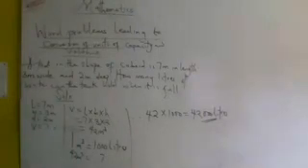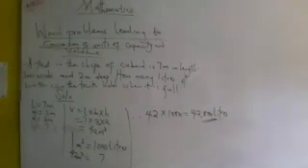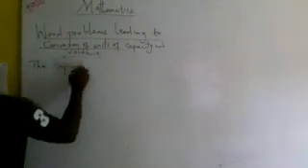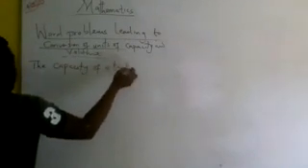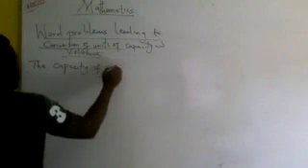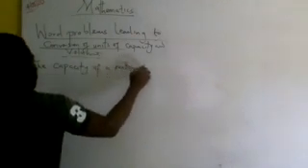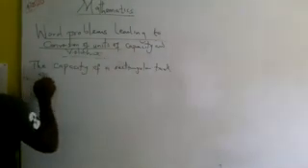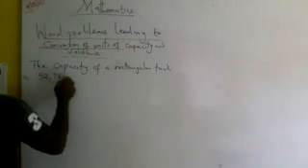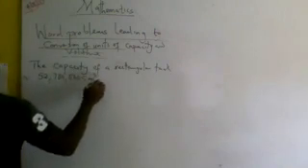I'm going to take a look at another question. Let's write this. The capacity of a rectangular tank is 52,700,000 cm cubed.